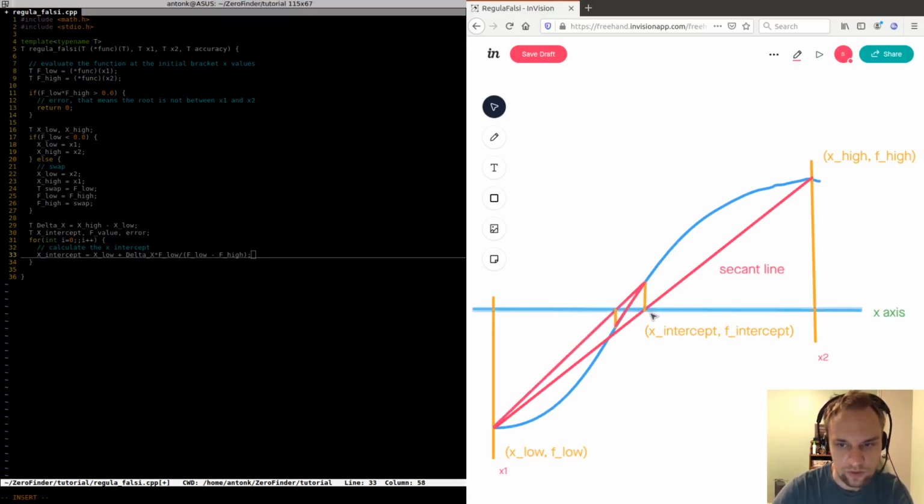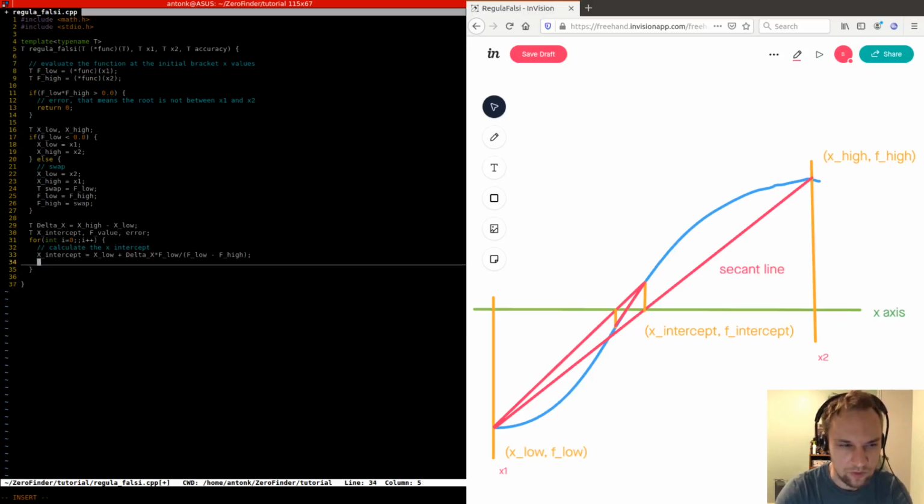So essentially the x-intercept is this point here. So this is our secant line, which connects the 2 points x low, f low, and x high, f high. And wherever the secant line intersects the x-axis, that's where we're going to evaluate f again. Okay, so once we have the x-intercept, we calculate the new f value, which is going to be our function evaluated at the x-intercept location.